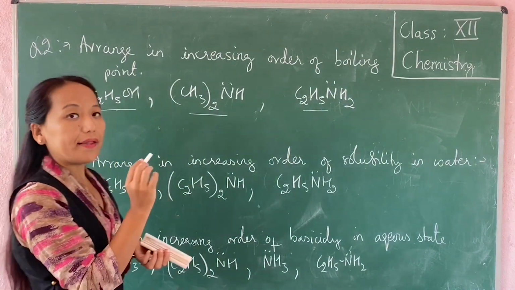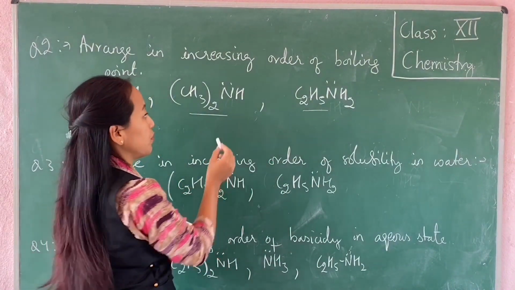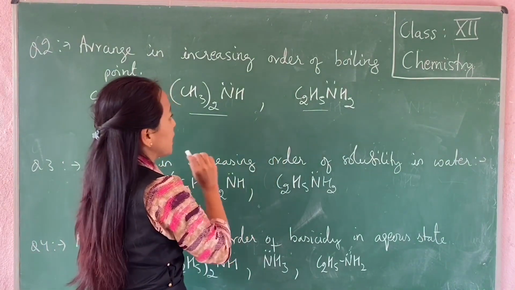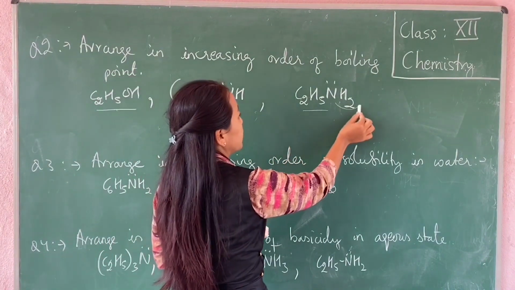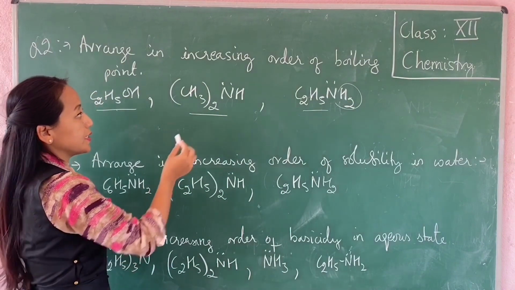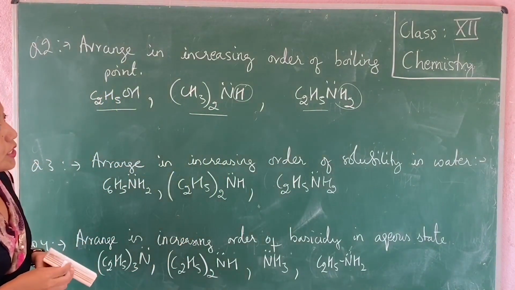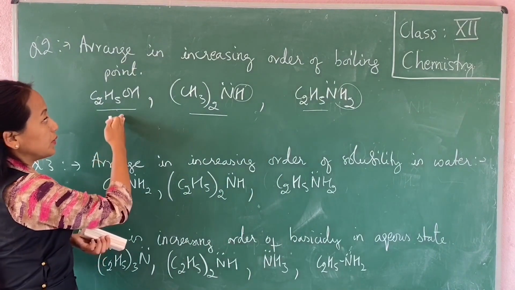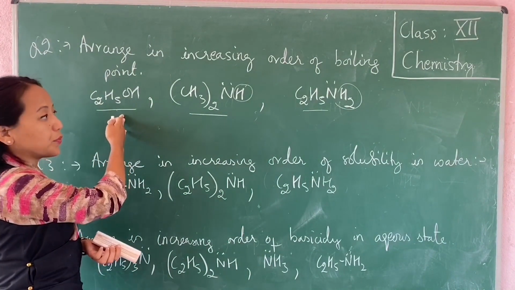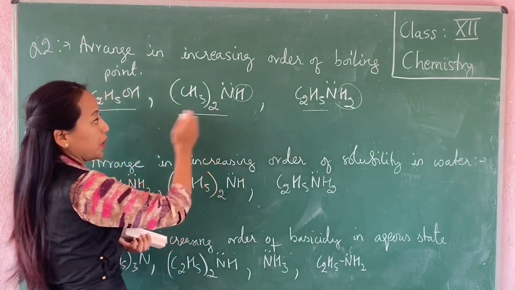Now, when you compare the possibility of intermolecular hydrogen bond formation among these two, in this case there are 2 hydrogen atoms available for hydrogen bond formation, whereas in this case there's only 1 hydrogen atom available for hydrogen bond. So therefore, the primary amine will have a higher boiling point than the secondary amine, followed by this and then this primary amine.